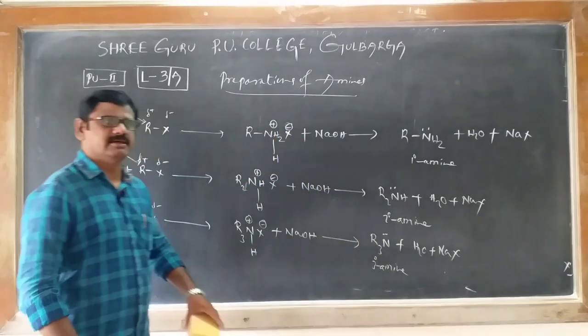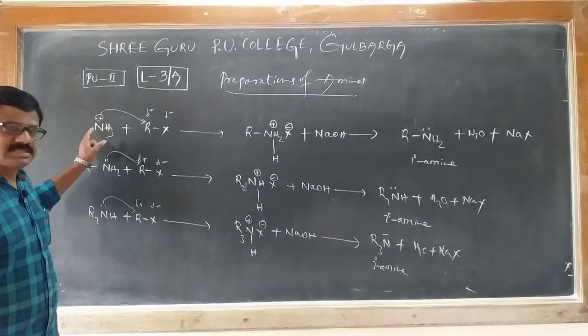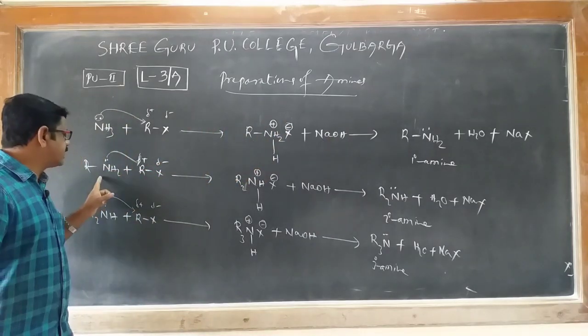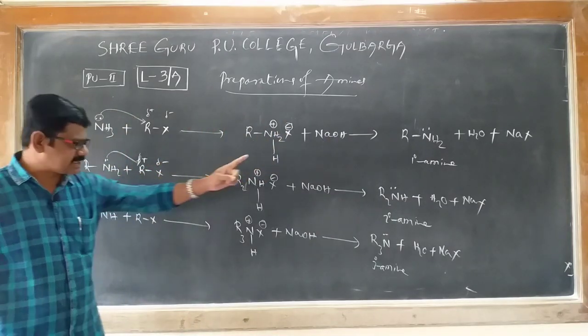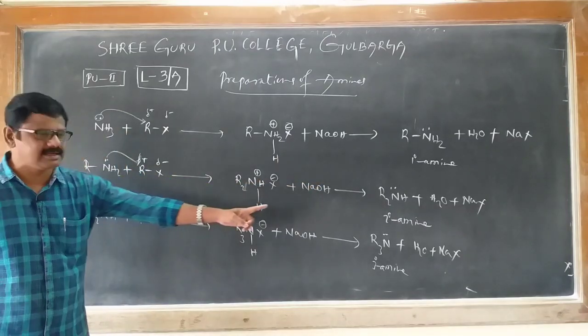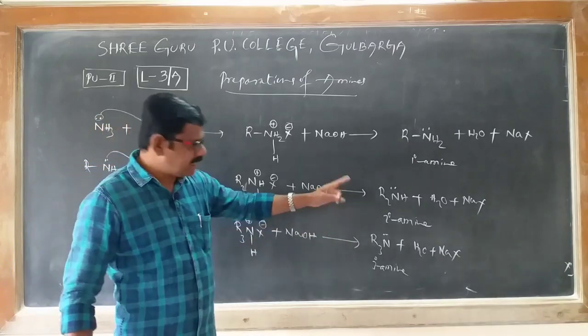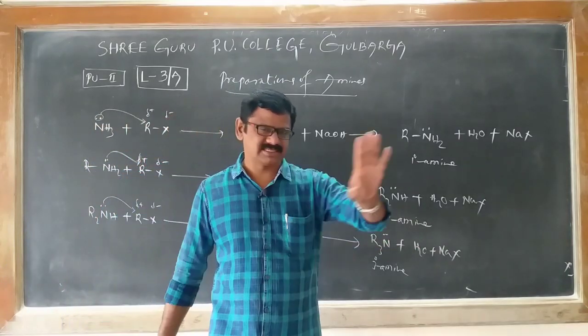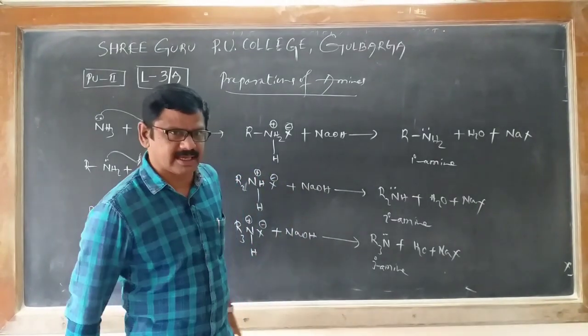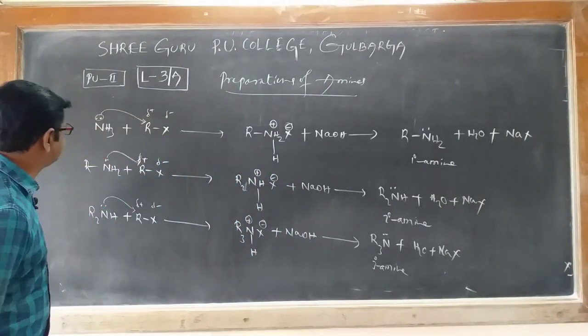Tertiary amine is obtained. Once again, first ammonia reacting with alkyl halide will get a primary amine, and that primary amine reacted with another alkyl halide gives a secondary amine. That secondary amine is reacting with another alkyl halide, we are getting a tertiary amine. Now at the tertiary amine stage also the reaction has not stopped. Again the tertiary amine is reacting with one more alkyl halide because we have taken excess of alkyl halide.